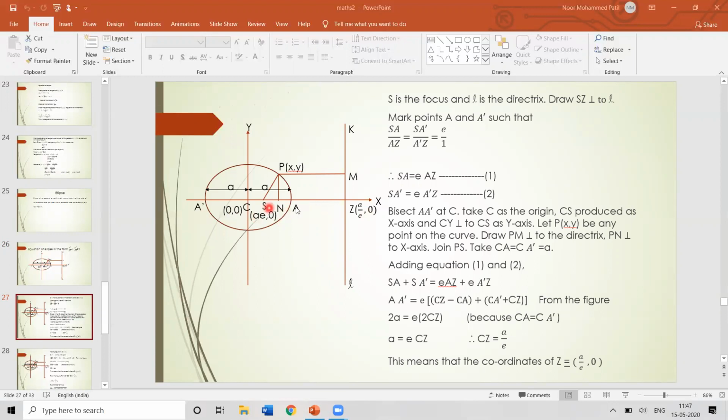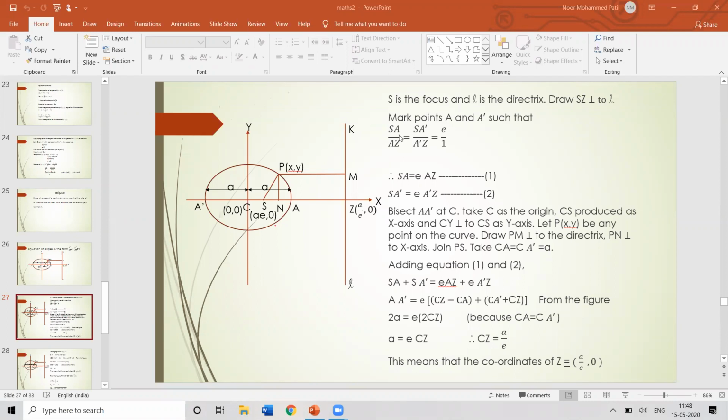such that SA divided by AZ, the SA distance divided by the AZ distance, if I consider the ratio of SA and AZ, this ratio will be equal to SA dash and A dash Z. So that value will be equal to eccentricity divided by 1, which we have already studied during the conic section, when I explained the parabola, ellipse, circle, hyperbola. At that time we already saw this.